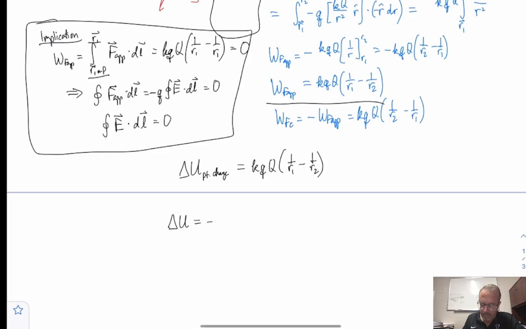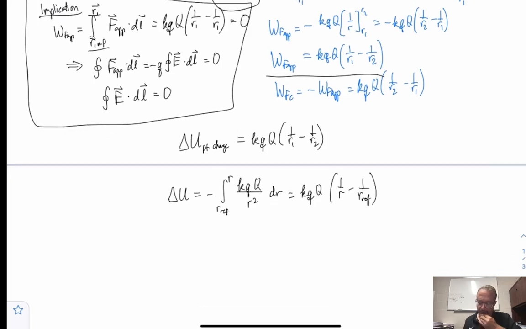And so in that case, you would be integrating from some reference location to the point where you want to bring the charge, okay? And it would be K times the charge that you're bringing times the fixed charge divided by R squared dr. And that's going to give you this value here, KQQ times 1 over R minus 1 over the reference location.